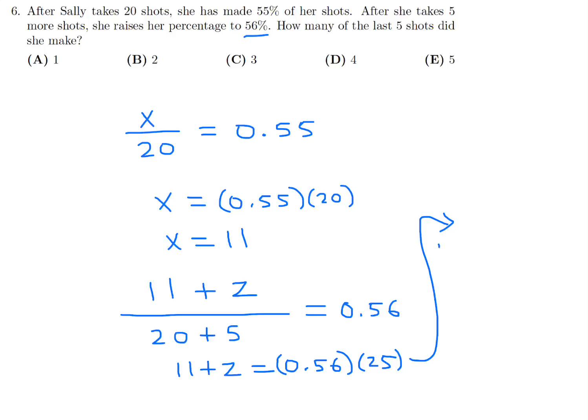11 plus Z equals 0.56 times 25, which is equal to 14, and therefore Z is 14 minus 11, and therefore Z is equal to 3. So basically, of the last 5 shots, she had to make 3 in order for her percentage to rise to 56. So number 6, the answer is C.